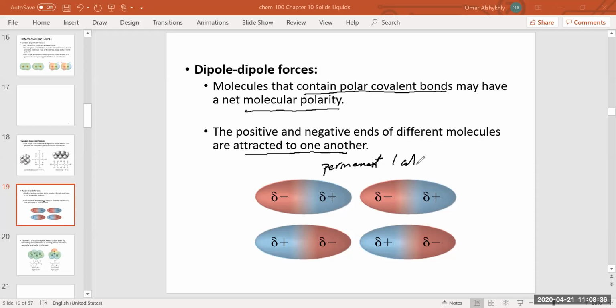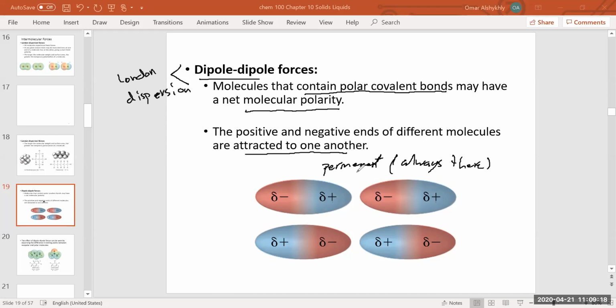It's always there. In London dispersion forces, the polarity is temporary. Okay, so be careful. London dispersion forces, the polarity will appear temporary. Here, it's always there. And in other things, this dipole is stronger, higher than London dispersion forces. Why is it higher? Because it always exists. So when you compare something that's always there with a temporary one, it's always higher and stronger.